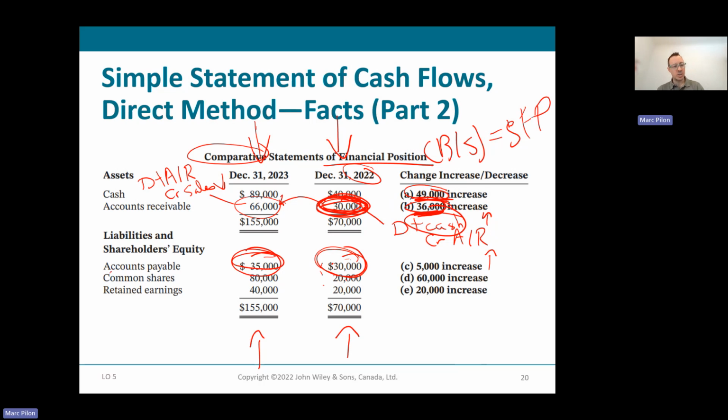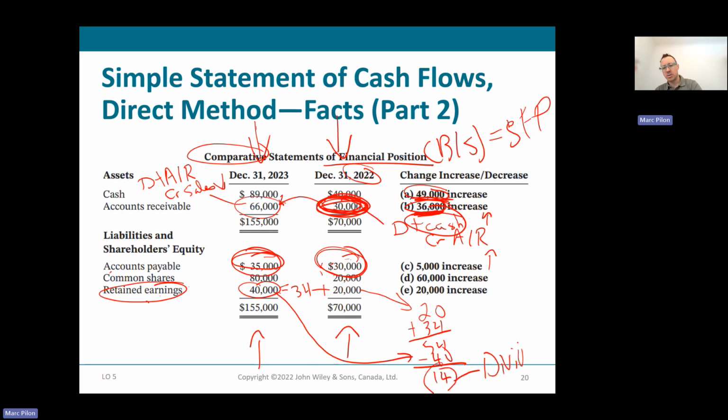And then common shares, this we ignore, okay? We ignore because that's part of net income, right? My net income, 20 plus 34 should equal 54, except I have 40. So 20,000 plus 34, okay, is 54, minus the 40. Interesting. The difference is 14. What would this represent? That's my dividends. And then common shares is part of my financing activities.